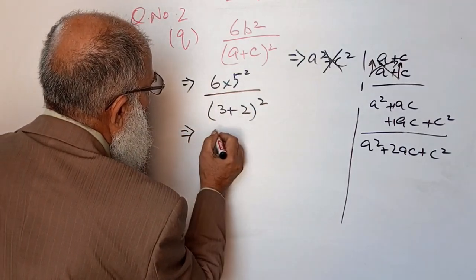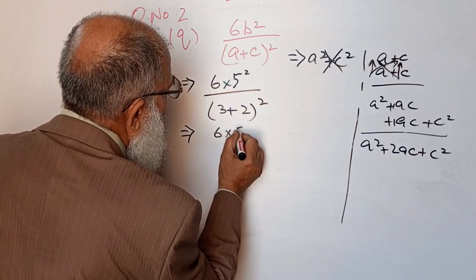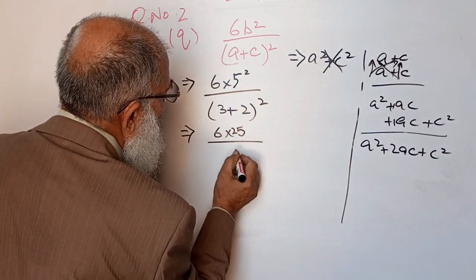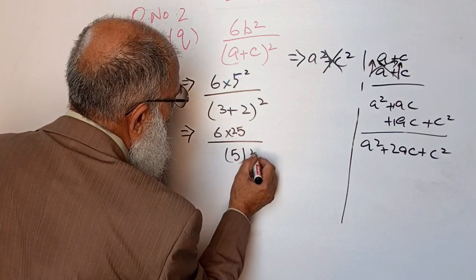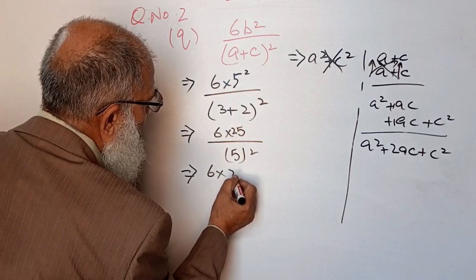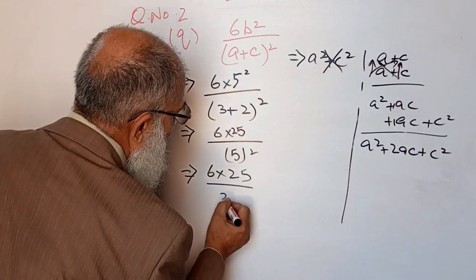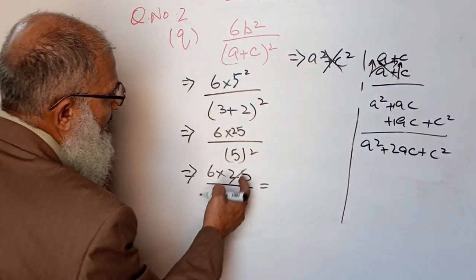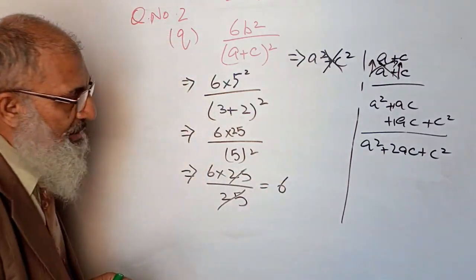Now it will become 6 multiplied by 5 the whole square, that is 25, and this is 5 the whole square. So 6 multiplied by 25 divided by 25. Now you can cross cancel these 25 with each other and the answer will be 6.